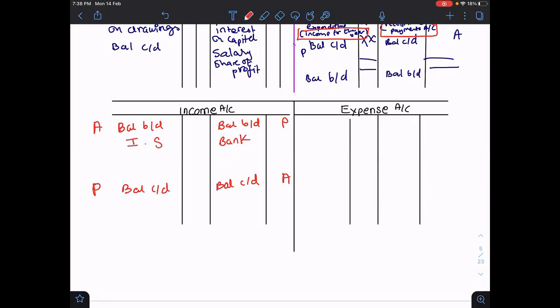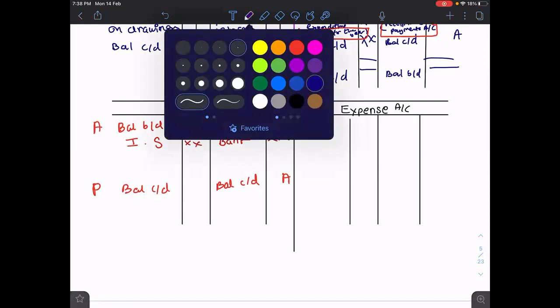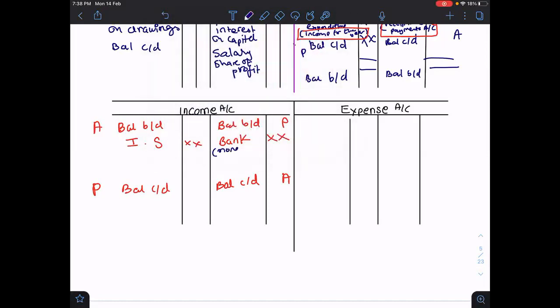बैंक क्या रिप्रेजेंट करता है? Amount of income received during the year. Money received during the year. और इनकम स्टेटमेंट क्या रिप्रेजेंट करेगा? Income for the year. इनकम फॉर द ईयर. फॉर द ईयर मतलब वो 12 month पीरियड.